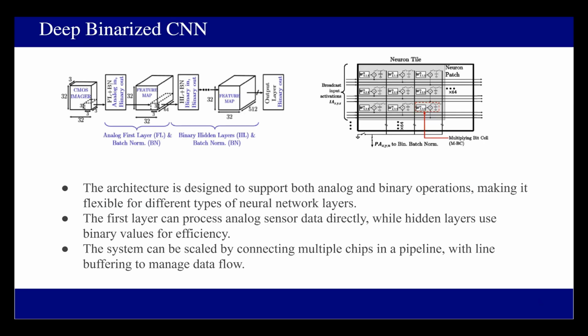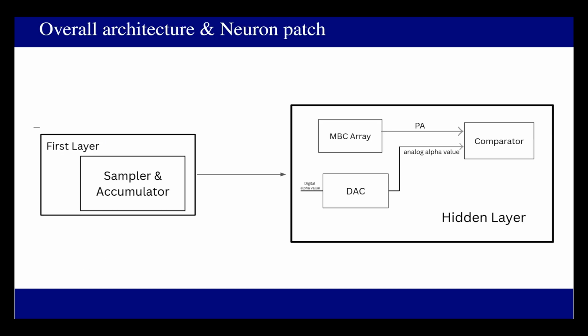The deep binarized CNN. In this, we have the first layer that takes the analog inputs from the RGB sensors and converts them into binary. Then there is the hidden layer, which takes binary inputs and gives binary outputs. In the hidden layer, the main part is the neuron tile, which has a 3x3 MBC array that we tried to model. So the overall architecture consists of these two layers. The first layer takes analog inputs, samples them and accumulates them. The second is the hidden layer, which takes binary inputs and gives us the binary output.